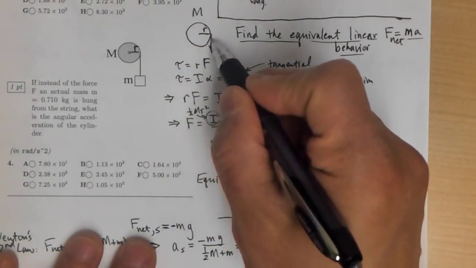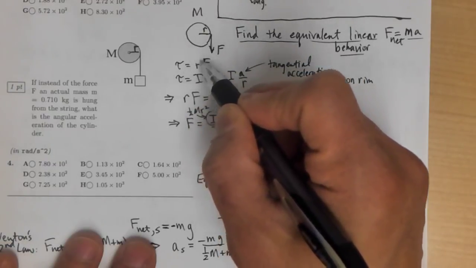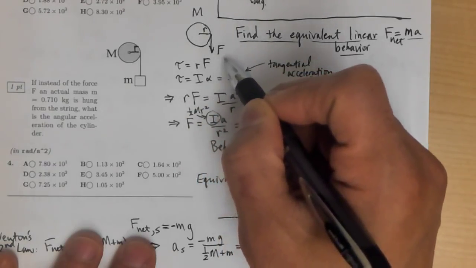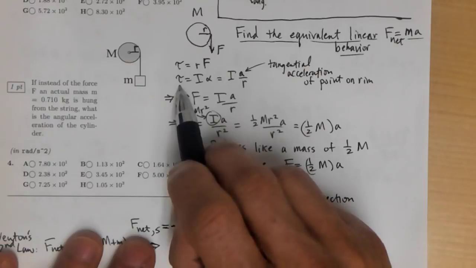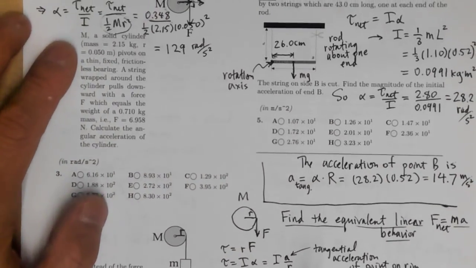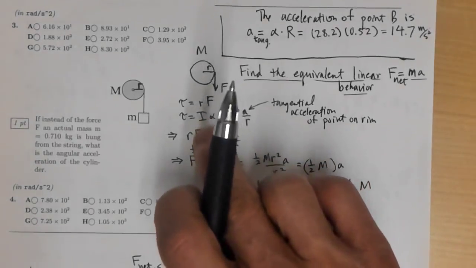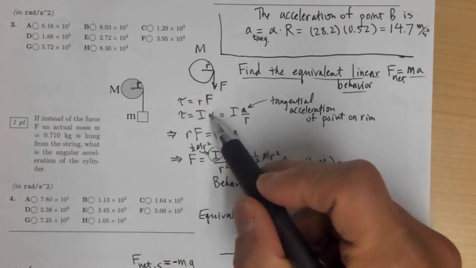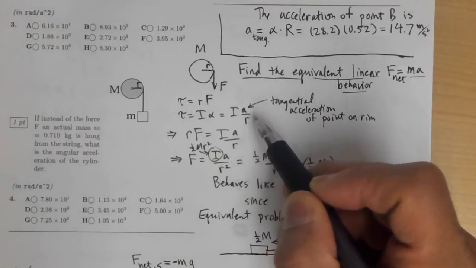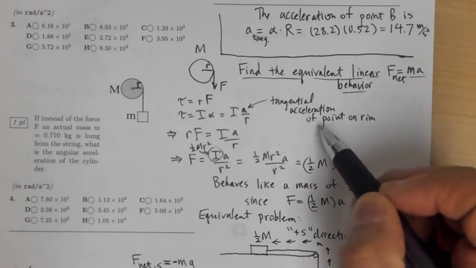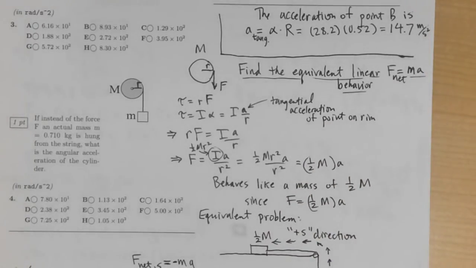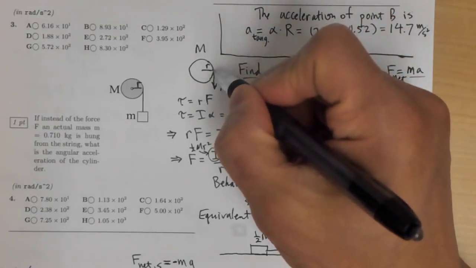Okay, so I pull with a force F. The torque will be R times F times the sine of 90 degrees. Sine of 90 degrees is 1. But the torque, just like we had up here, is going to be equal to I times alpha. That's Newton's second law for rotations. But alpha is A over R, so I'm talking about the tangential acceleration of the point on the rim. Okay? A is this tangential acceleration.